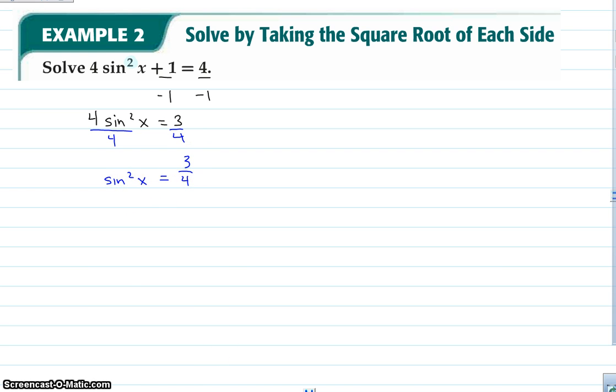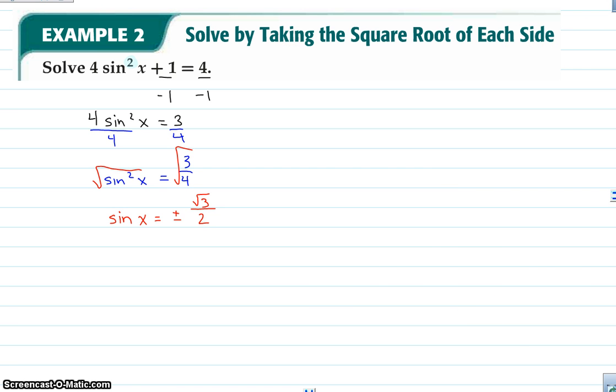And now I can isolate sine by square rooting both sides. Be careful when you square root two sides of an equation like this. You always create two possible solutions. And that's the difference between this problem and the first one, is that when I square root both sides, I have to write plus or minus here. When you square root a fraction, you square root the top and you square root the bottom. The square root of 4 is 2. So now I need to find all sine x's where it's positive or negative square root of 3 over 2.